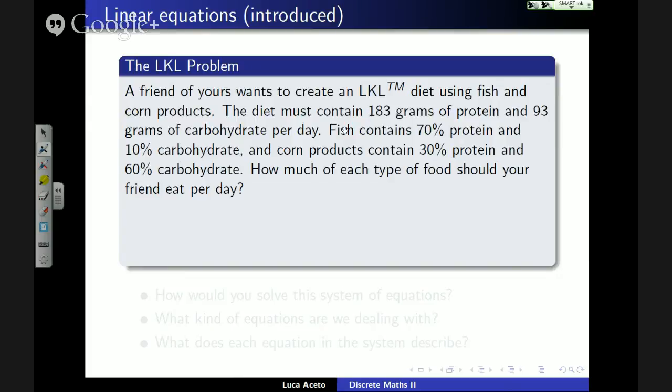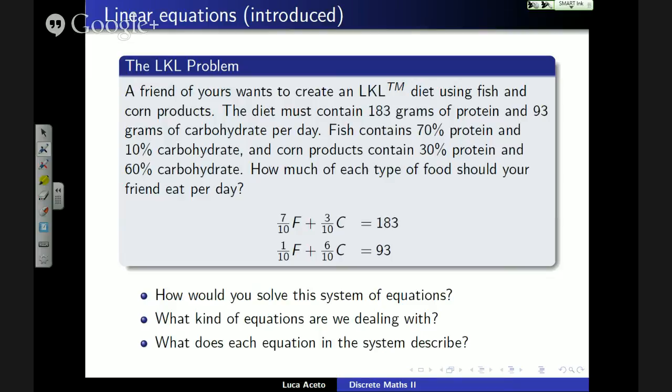And you want to eat fish and corn products. Now, suppose fish contains this much protein and this much carbohydrates, and corn contains this and that. How much fish should you eat every day, and how much corn products should you eat? Of course, you can guess. I mean, we are scientists, we don't guess. We write a system of equations where the variable f stands for the amount of fish you need to eat, and the variable c stands for the amount of corn products you need to eat.